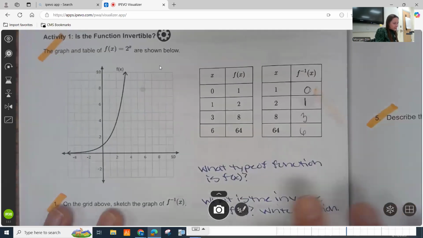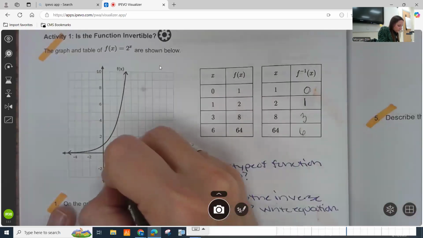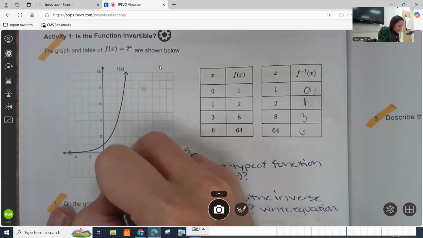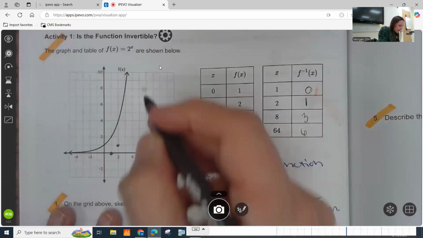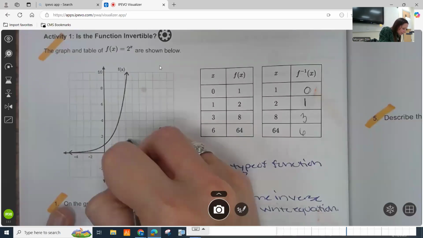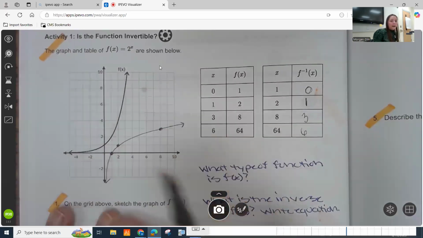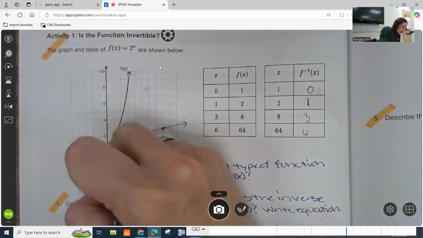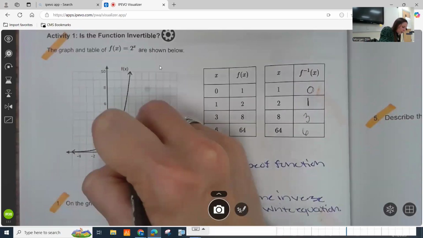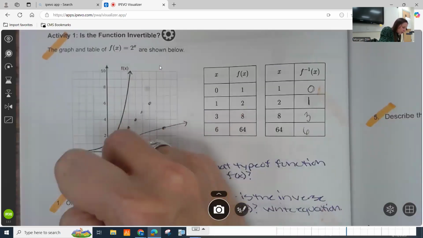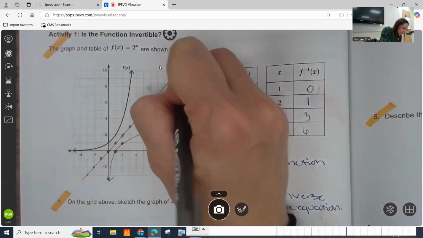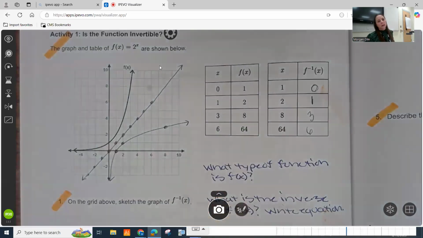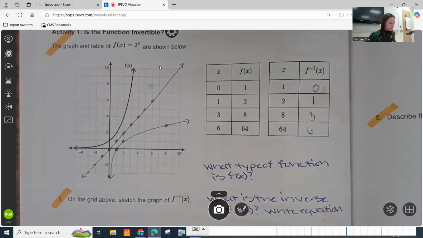And so let's go plot some of these. So 1, 0 is now here. 2, 1, 8, 3. Now I can't really graph that other one, but I can go like this. And if I put in that line y equals x, which is at 1, 1, 2, 2, 3, 3, 4, 4, okay, all right there. Does it not look like it reflects over that line right there? And it does. It reflects over this line like that.